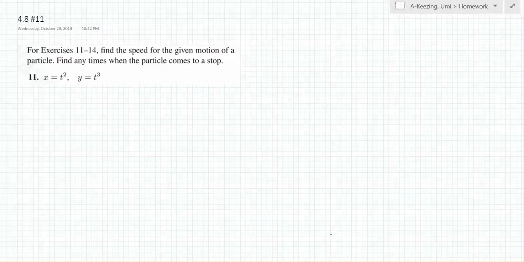Hi, I'm Umi, and today we are going to work on 4.8 number 11, which is a pretty straightforward problem, but I think that going through a simple problem will really help you to ingrain the concept of finding speeds for particles using parametric equations.